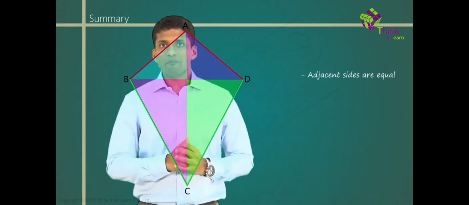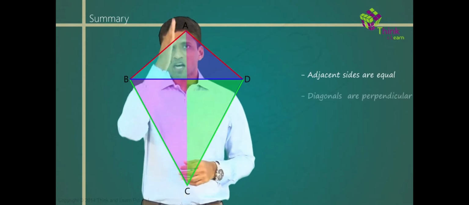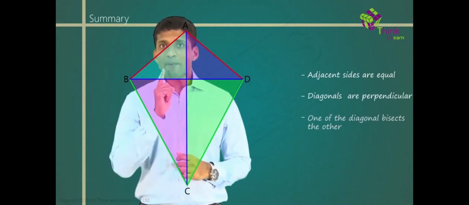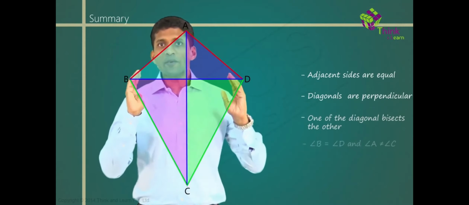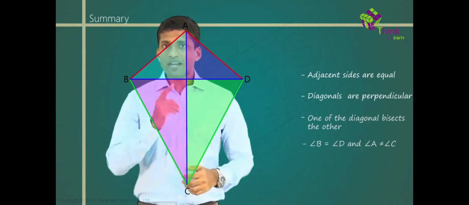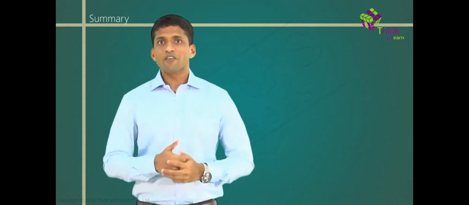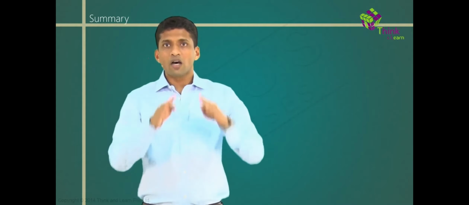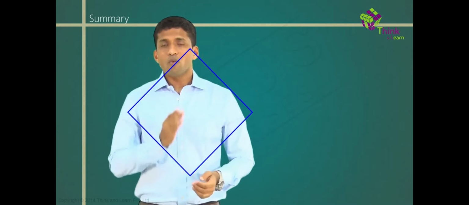adjacent sides are equal, diagonals are perpendicular to each other. One of the diagonals will bisect the other one. Angle B equal to D, angle A not equal to C. So that's about kites.